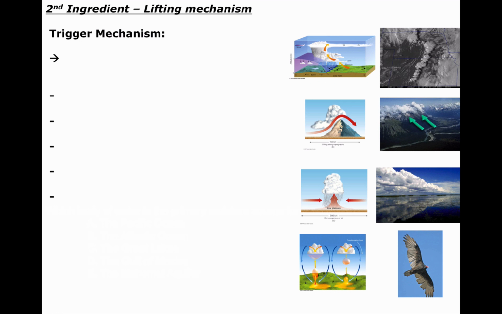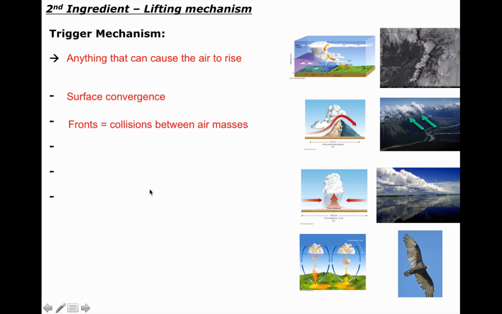All right. When we start talking about these other ingredients, they're going to go a little bit faster. You see, the tricky one to understand is the instability of the atmosphere. The second ingredient here is called a trigger mechanism. It's just anything that can cause the air to rise. That can be what we call surface convergence, air just coming together at the surface and rising. It could be fronts. This is where density differences from cold and warm air, or hot and dry air versus hot and humid air, collide to make air rise.